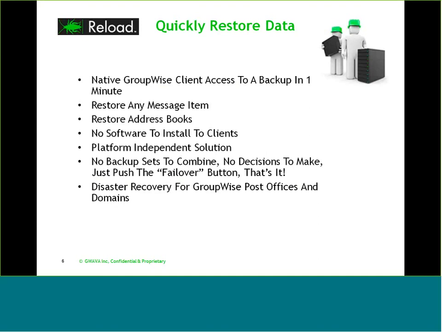Address books: the process is you go into Reload, you export the address book, you go back into GroupWise, and you import the address book. Pretty simple. Nothing gets installed on the server or the clients. It doesn't matter what platform GroupWise is running on. There's nothing to do other than hit the failover button or the disaster recovery button. Of course, you've gone through, you've set it up, you've tested it, you know that it's working, and in the event that you lose your GroupWise server, you just click on the button.